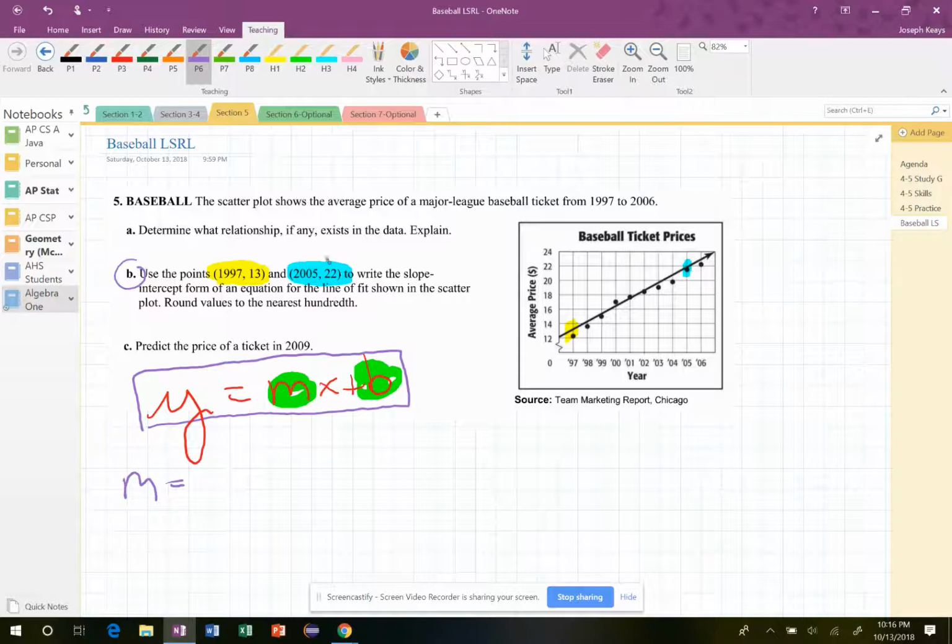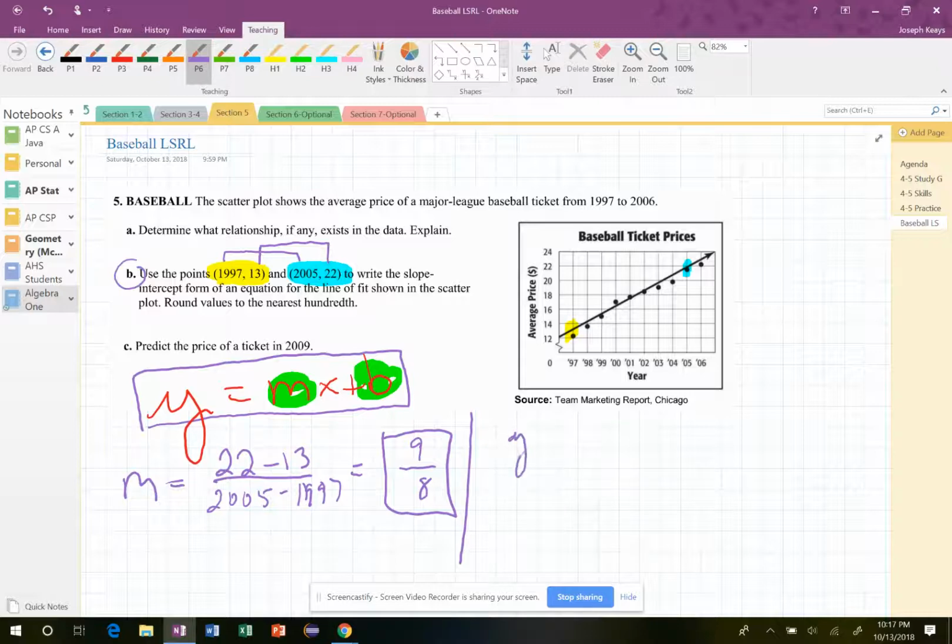So to find the slope, we are going to subtract the two y coordinates, 22 minus 13. Then we're going to subtract the two x coordinates. I got 2005 minus 1997. So this arithmetic is 9 and 8. So that's a slope. So I have half my answer. What's my answer? Y equals 9/8 x. All I have to do is pick a point, and it doesn't matter which one, the yellow one or the blue one, doesn't matter. I am going to pick the blue one.